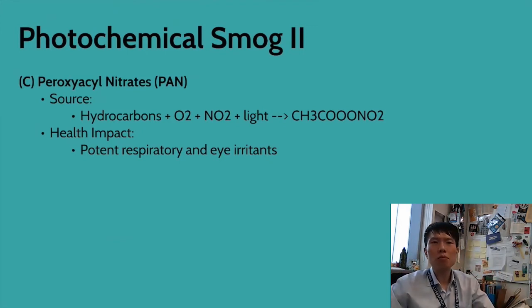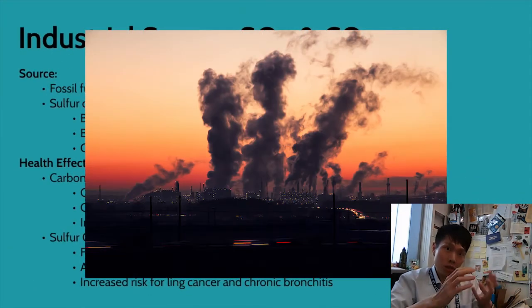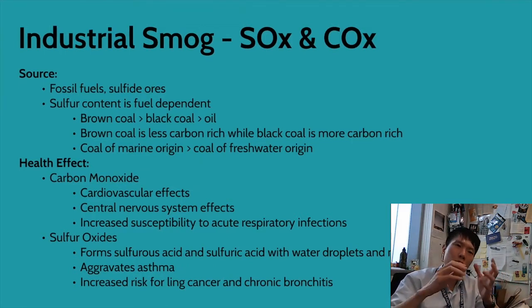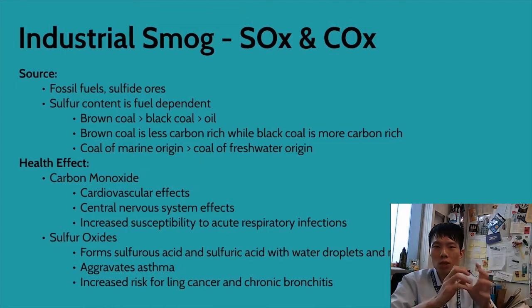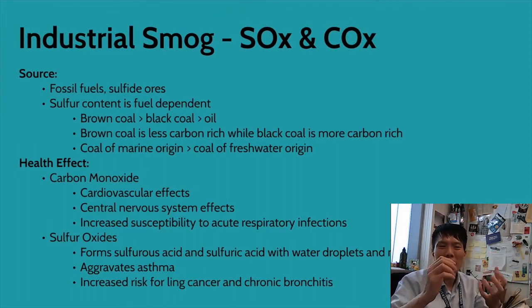Now next part, we talk about industrial smog. There's a production of sulfur oxides and carbon oxides. When we talk about sulfur oxides, we mean sulfur dioxide and sulfur trioxide. But SO2, sulfur dioxide, is the typical form of the sulfur oxides. When we talk about the carbon oxides, there are two, right? CO and CO2. So the sources of industrial smog come from fossil fuels and sulfide ores, right?